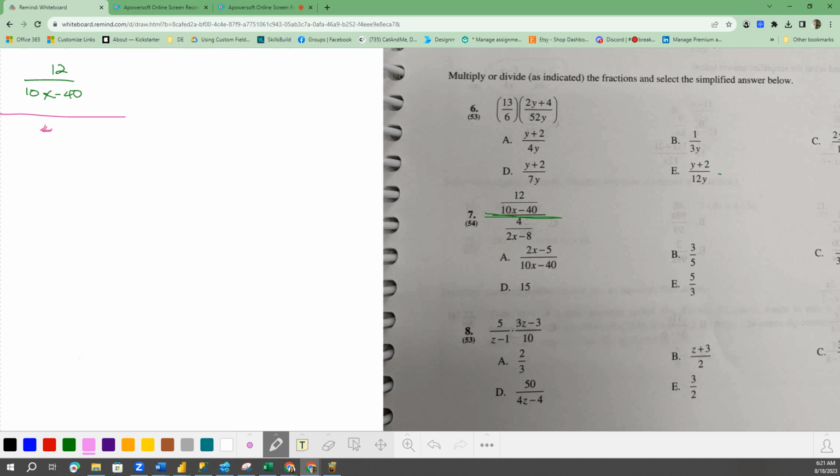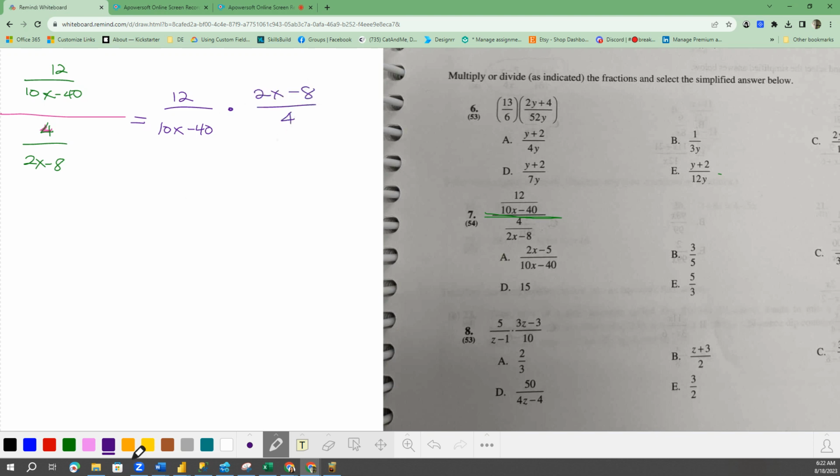And then I have 4 over 2x minus 8. Okay, your equal sign should be in front of the main bar. And when you do that, you copy the numerator because this is the keep it, change it, flip it. And then we multiply it with the reciprocal of the denominator. So you have 2x.